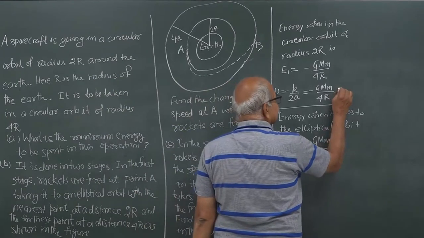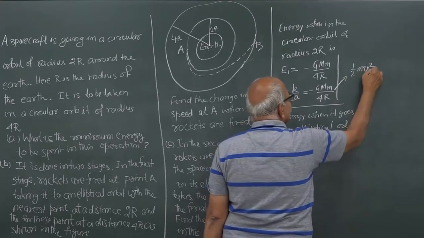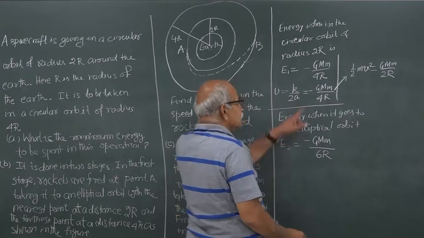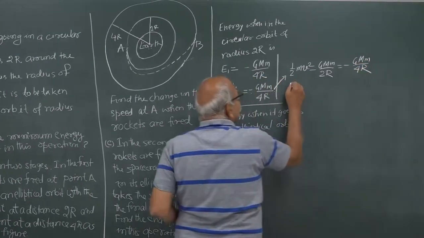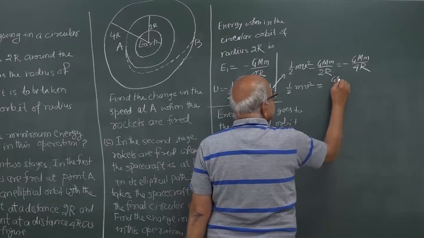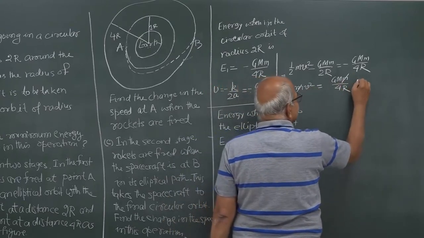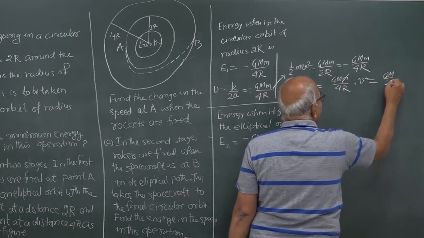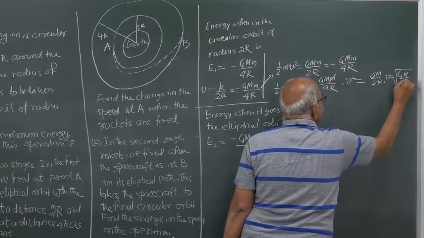From here you can get the velocity, because half mv square minus GMm by 2r, that is the kinetic energy plus potential energy, is equal to minus GMm over 4r, and therefore half mv square is equal to, this will go to that side, GMm over 4r. So m cancels out, and therefore v square is equal to GM by 2r, and so v is equal to the square root of GM over 2r.